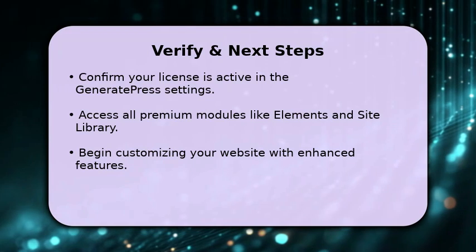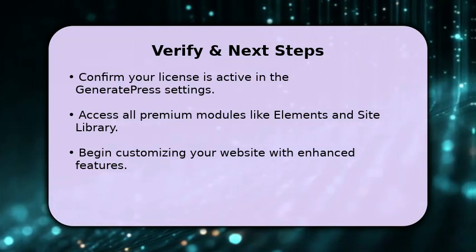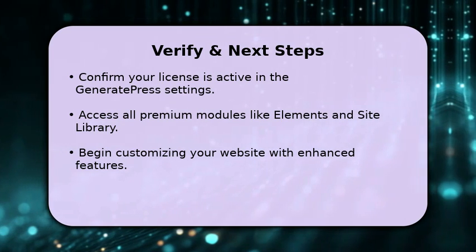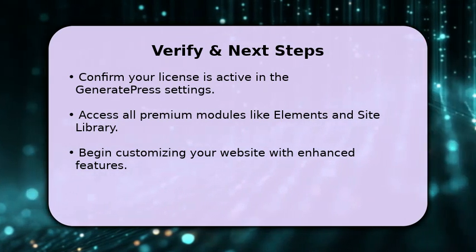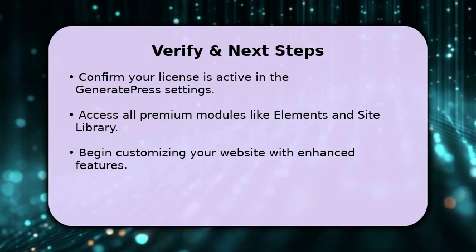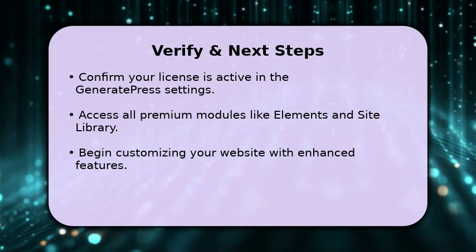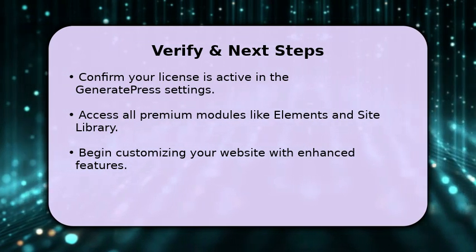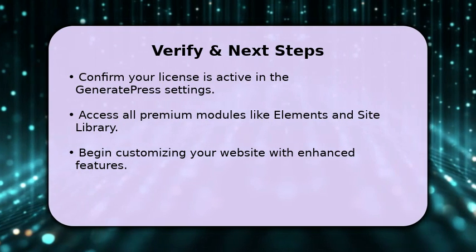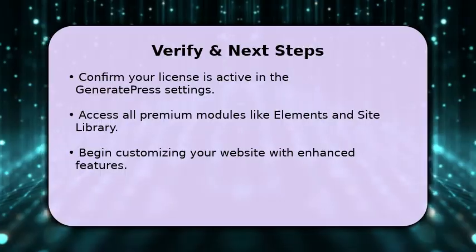After entering your license key, verify its activation within the GeneratePress settings. You should see a confirmation that your license is active and valid. This step unlocks all premium modules, including the powerful Elements module and the extensive site library. Now, you are ready to explore and utilize the full potential of GeneratePress Premium to build and customize your website with advanced design options.